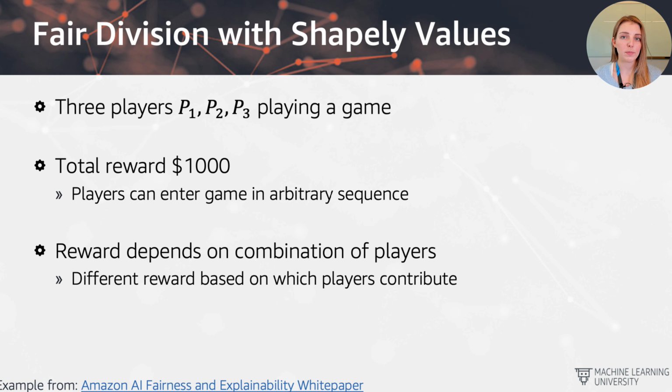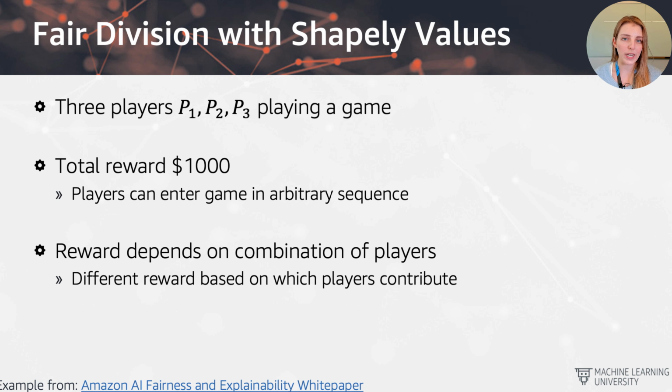Using Shapley values for explanations is indeed very popular in machine learning, but actually Shapley values describe a game of n number of players, and we're going to restrict that to 3 players for now. So we have 3 players, P1, P2 and P3, and they're all playing a game together. The total reward of the game is going to be $1,000 and the 3 players can enter the game in arbitrary sequence. So it could be that player 1 enters the game first, then player 2, player 3, and so forth. All possible permutations are allowed.